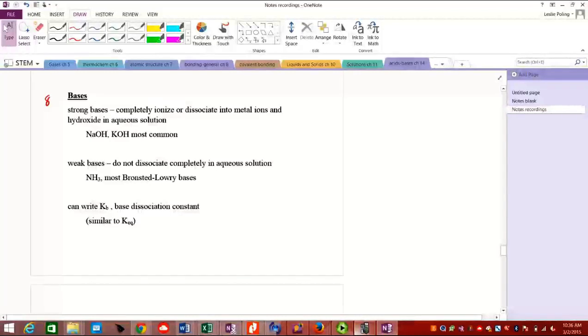is titled Acids and Bases, and we've spent a lot of time talking about acids. So let's look at bases. Strong bases completely ionize. And we get metal ions and hydroxide ions. And sodium hydroxide and potassium hydroxide are the most commonly used ones.